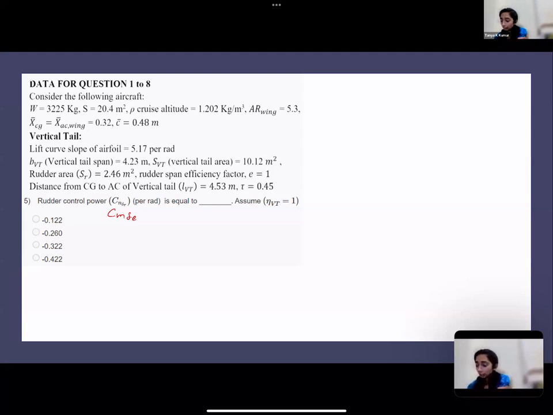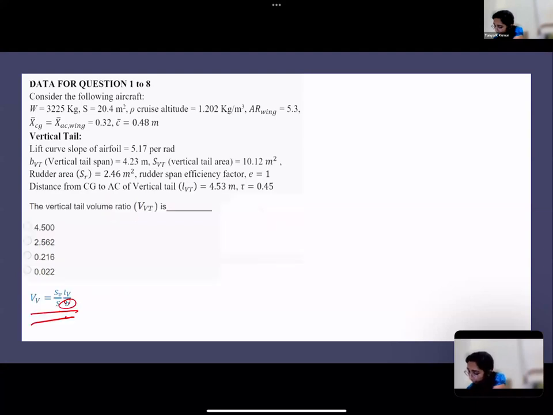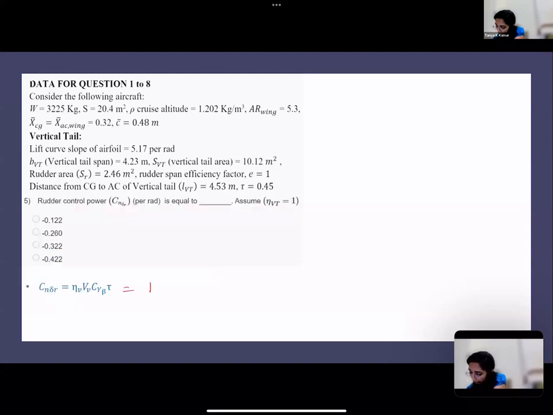The rudder control power Cn delta R is equal to, they're giving you the efficiency factor to be 1. So how do you do this? This formula was directly given to you in the slides. So I'll just put it up here. This is the formula. So let's just substitute. Eta, they've given you as 1. Volume ratio, we just found out to be 0.216, right?